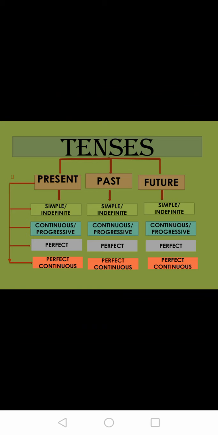Present continuous, also known as progressive tense. Past continuous or past progressive. Future continuous or future progressive. Present perfect tense, past perfect tense, future perfect tense. Present perfect continuous, past perfect continuous and future perfect continuous. Okay. So we come to know that there are three types of tenses, and these three types of tenses are further divided into four kinds. Present, past and future. Simple, continuous, perfect and perfect continuous are the four kinds.